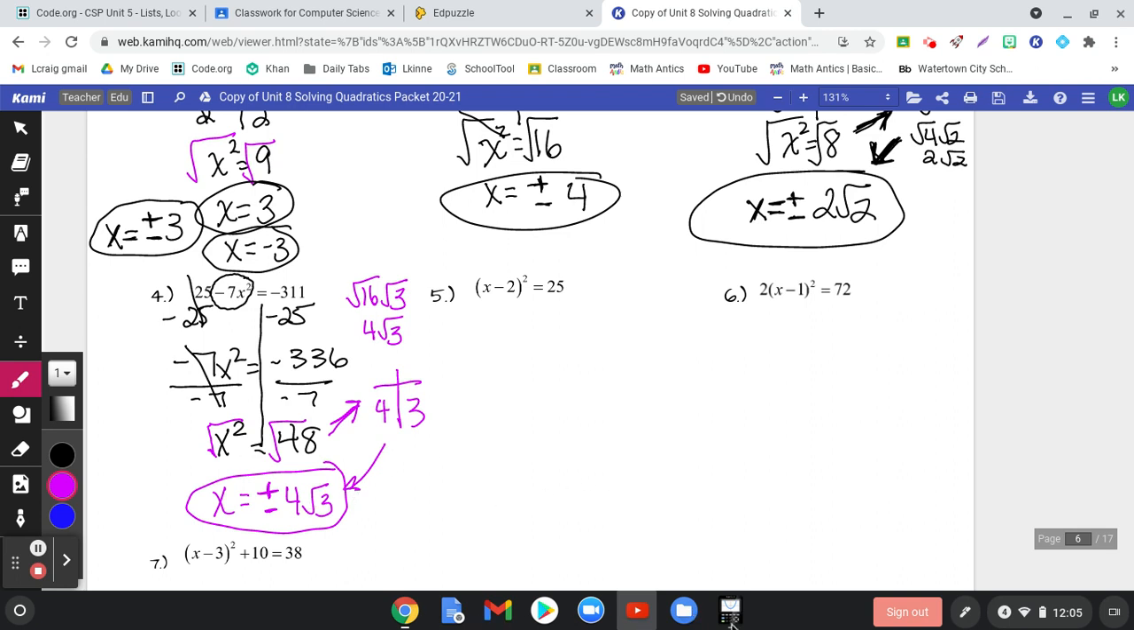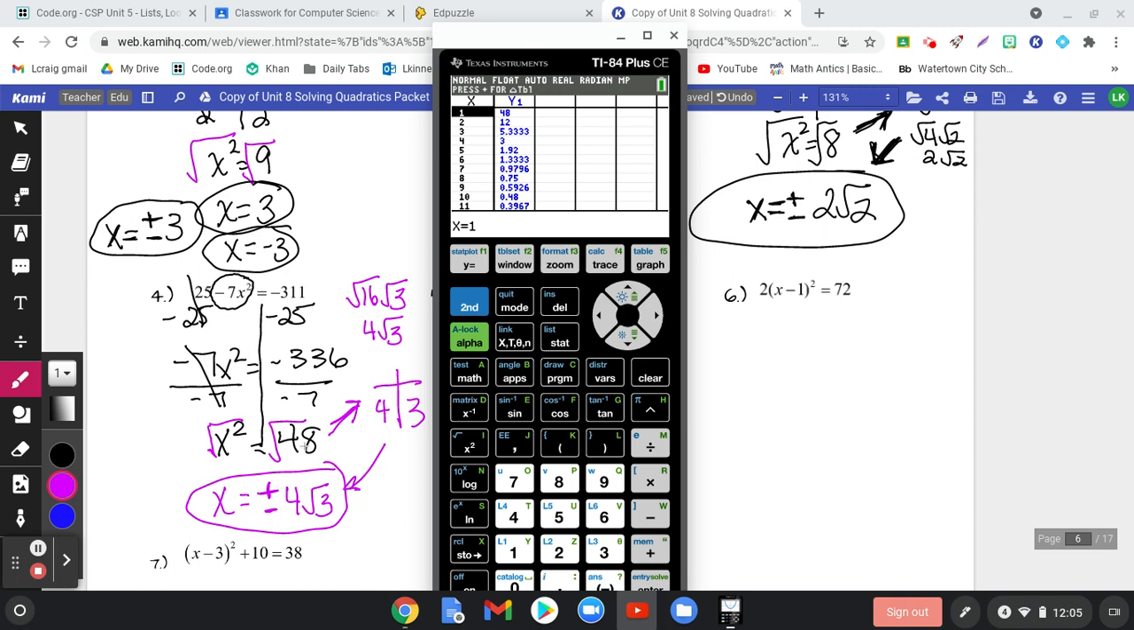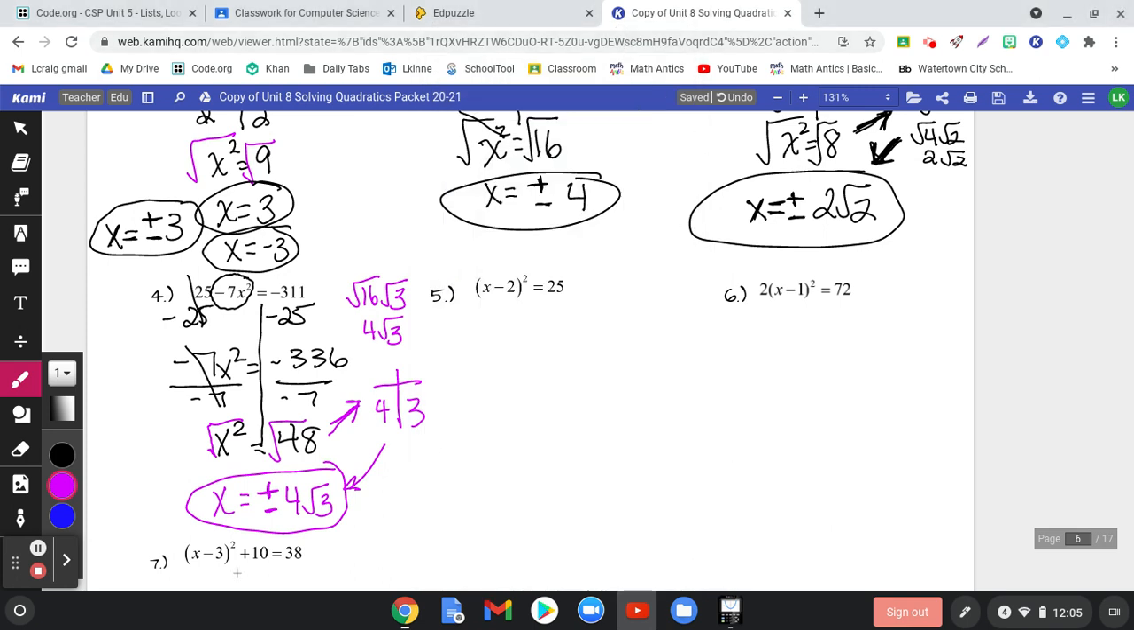If it's multiple choice and you're like, I don't remember how to simplify, if this is what you got and this is one of the answer choices, type it into your calculator to see if it matches. Okay? There's lots of things you can do with that calculator. You just need to take the time to actually do it.